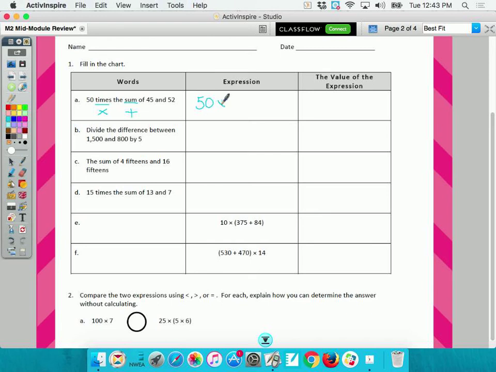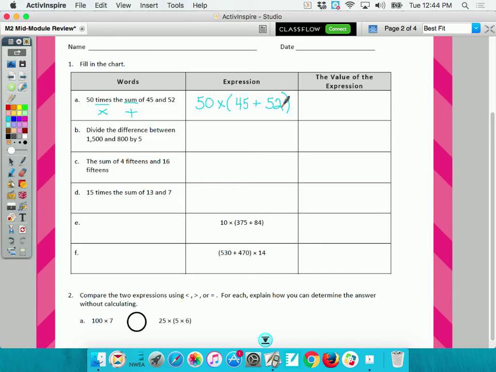Okay. So let's put it in there. 50 times. Then do you remember your parentheses? Yes. And that's where I put sum. 45 and 52. Okay, 45 plus 52. Anybody already do that in their head? Don't shout it out. Just raise your hand when you've got it.